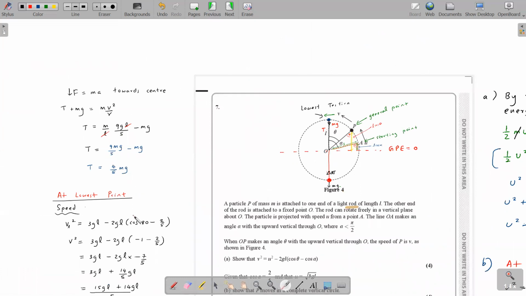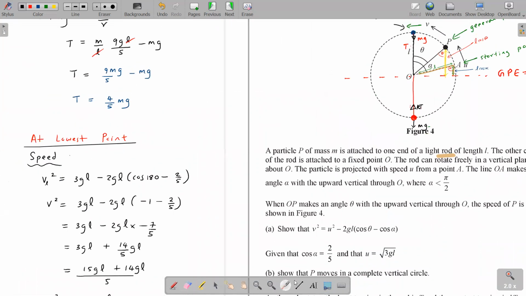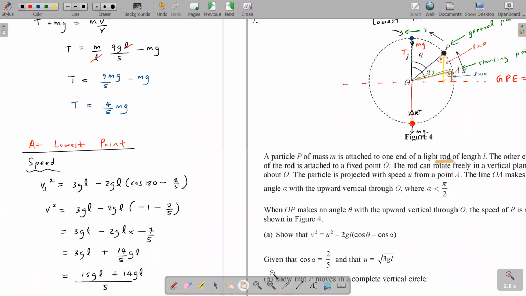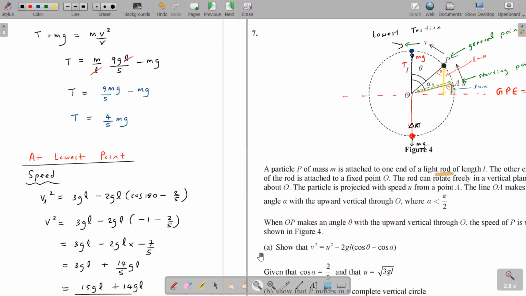Okay. And then at the lowest point, guys, you have the highest tension. At the lowest point, we have the highest tension. But the thing is, at the lowest point, in order to find the tension, I need the speed, because again I'll be using this equation. The dynamics will change slightly, but I need the speed at the bottom in order to use F equals ma. So the first thing is to find the speed.